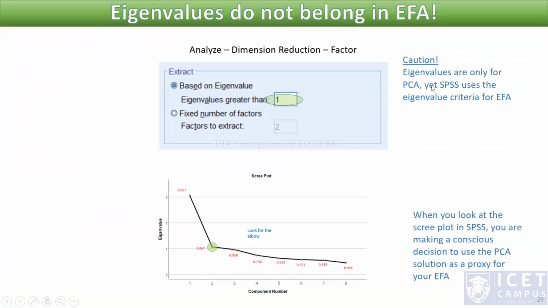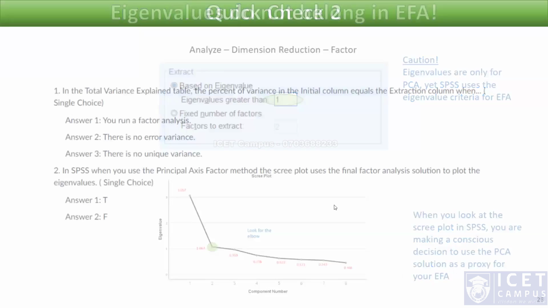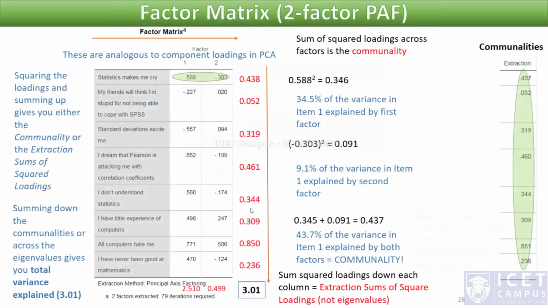Eigenvalues are only for principal component analysis. SPSS uses the eigenvalues for the EFA, right? So when you look at the scree plot, after drawing it, you are making decisions about the principal component analysis solution as a proxy for exploratory factor analysis.